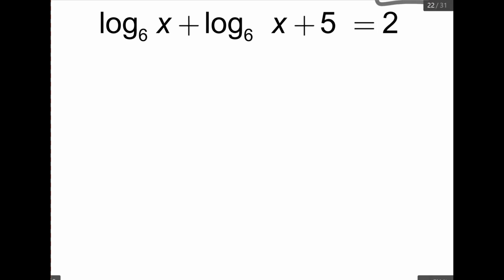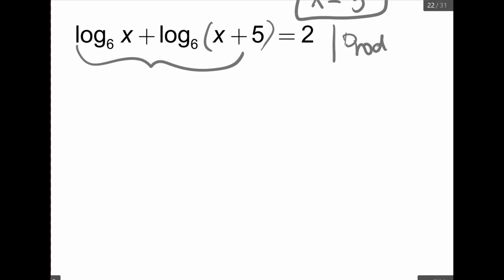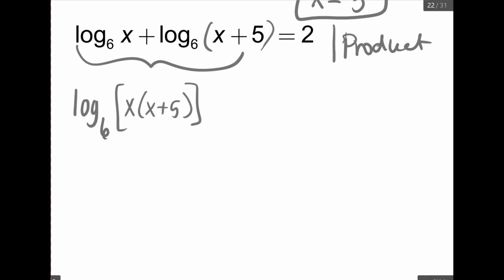Alright, oops, there should be parentheses around this. So with the product property of logarithms, log base 6 of x times x plus 5 should equal 2. So we get x squared plus 5x. Okay, so log base 6 of x squared plus 5x equals 2.